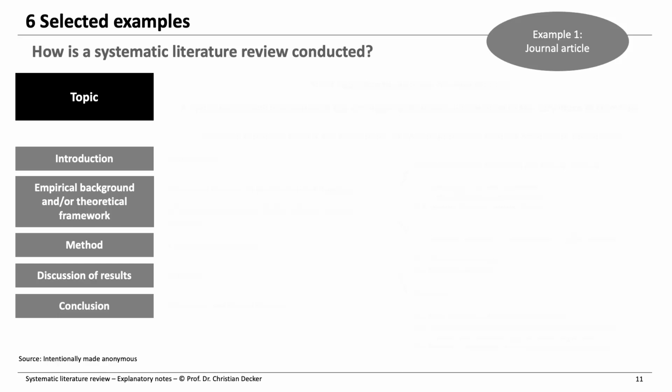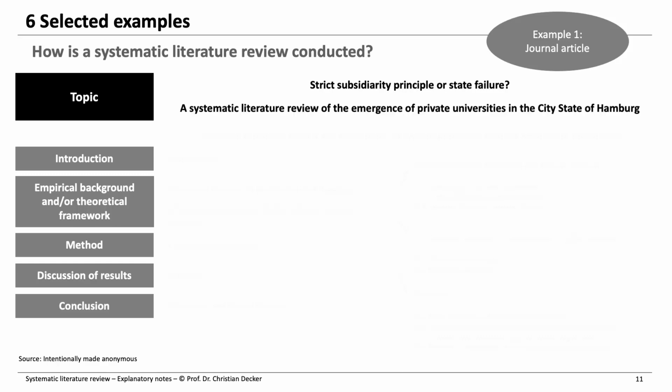How is a systematic literature review conducted? This can be demonstrated by the following example. The topic of our first example is Strict Subsidiarity Principle or State Failure, a systematic literature review of the emergence of private universities in the city-state of Hamburg. The research question to be examined is, how is the emergence of private university courses received in literature?